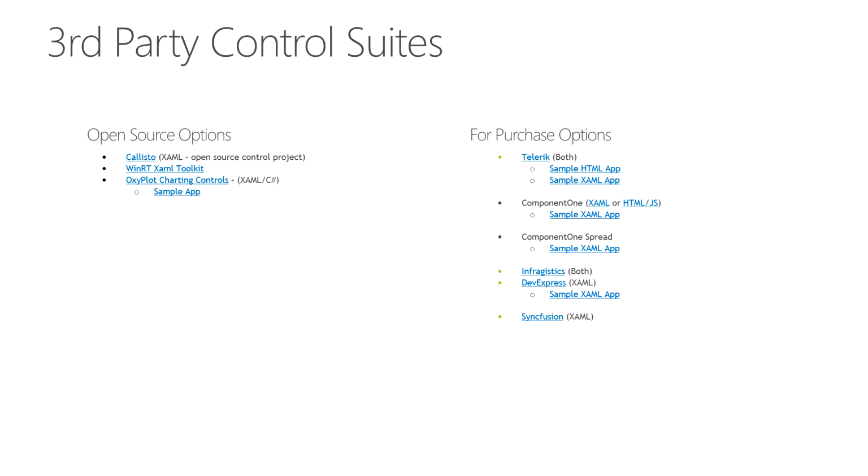Now, we also have the third-party control suite that can help you add some more functionality to your application. For open source, we have Callisto, we have the WinRT XAML toolkit, we have the Oxyplot charting controls, etc. Then there are components that you can buy if you need them, like Syncfusion, Telerik, Infragistics, etc.